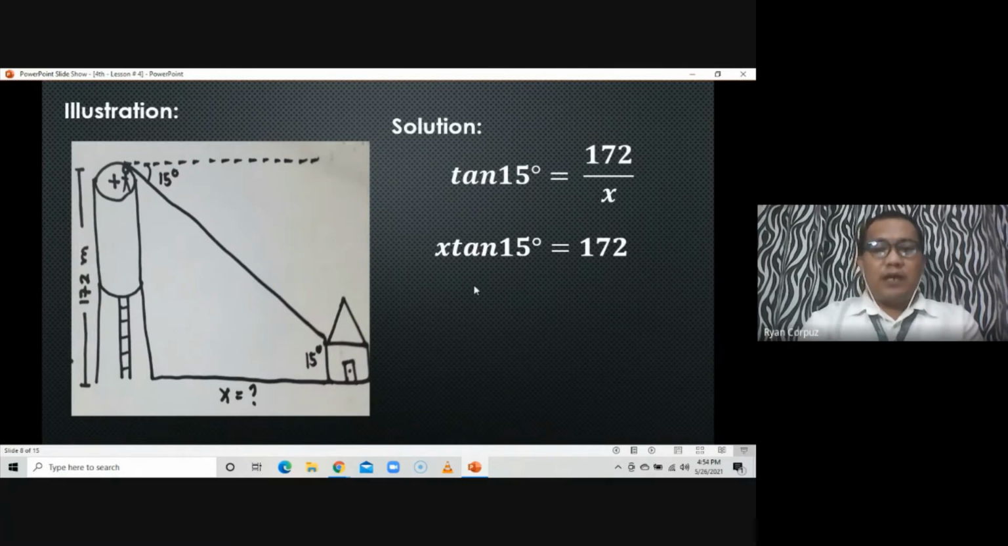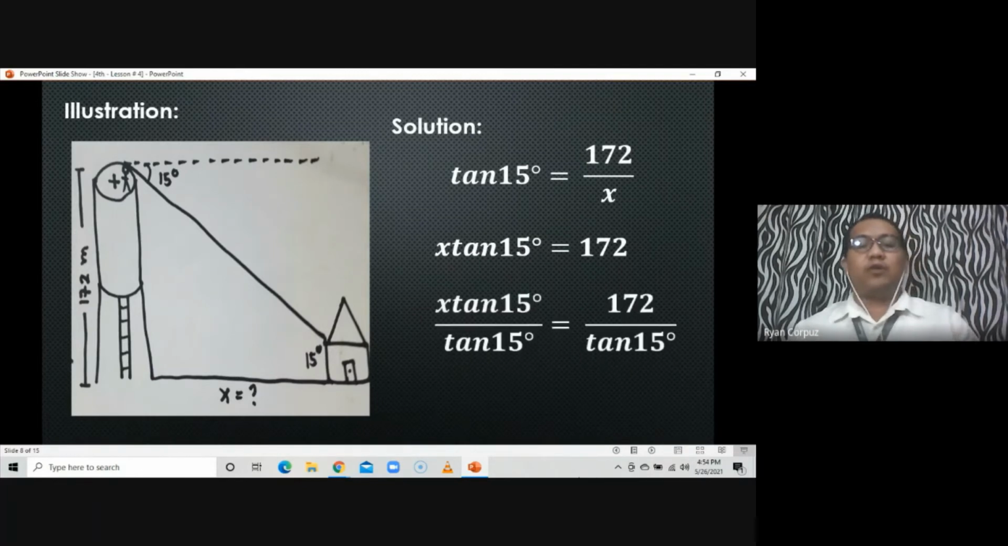Then as you can see, x is still accompanied by tangent 15 degrees. So to eliminate that, we have to divide both sides of the equation by tangent 15 degrees. So from there, the tangent 15 degrees is eliminated, and what remains is x.